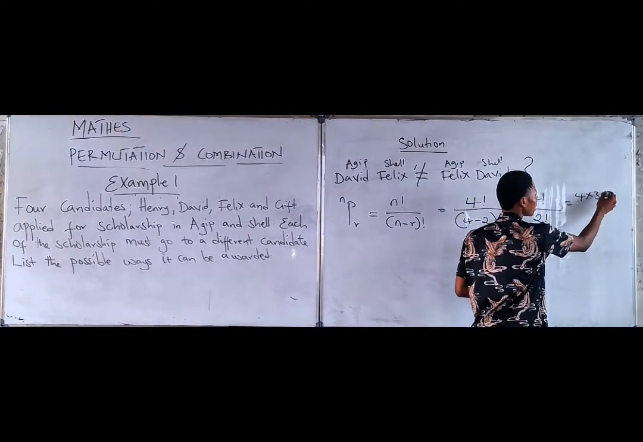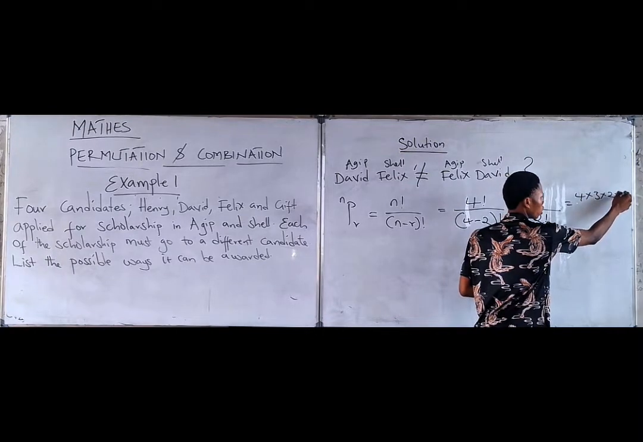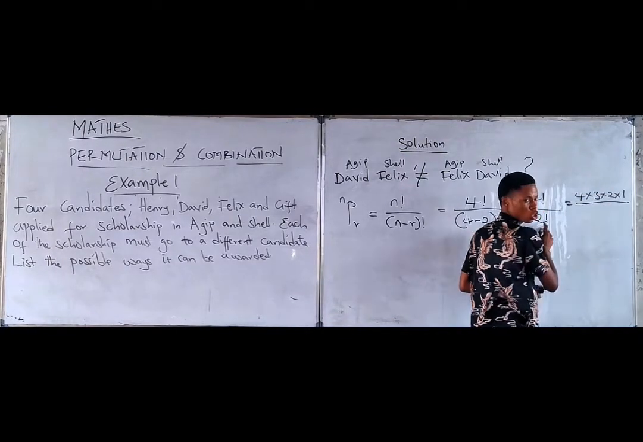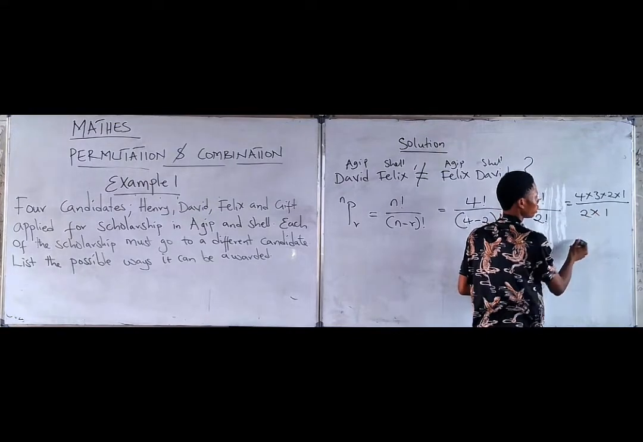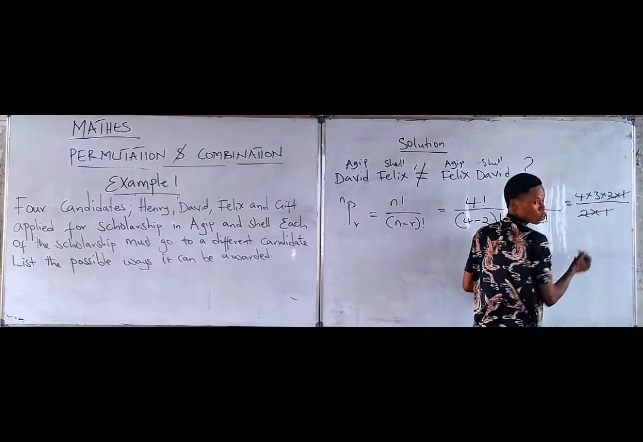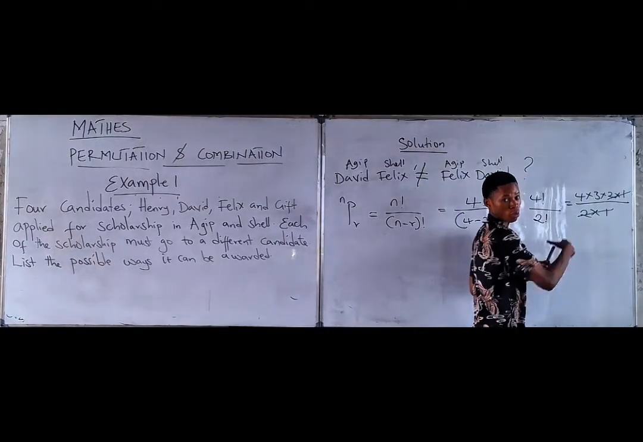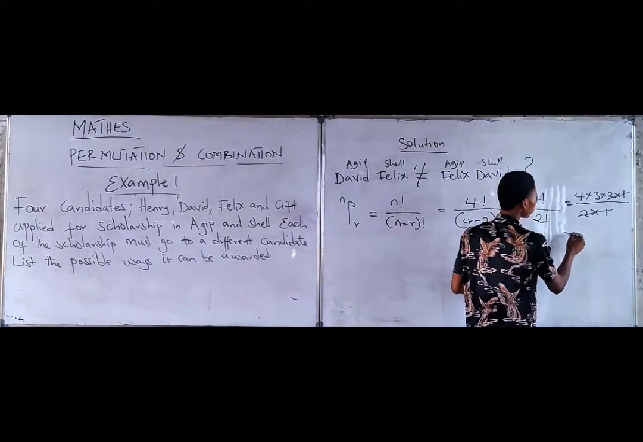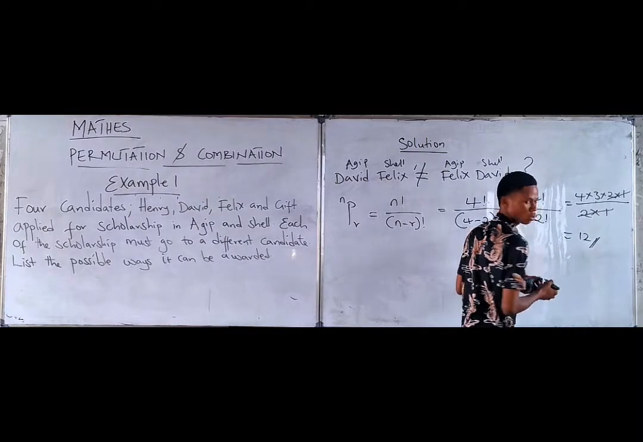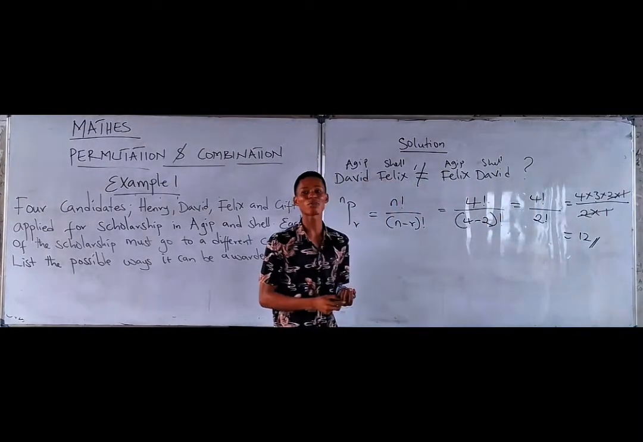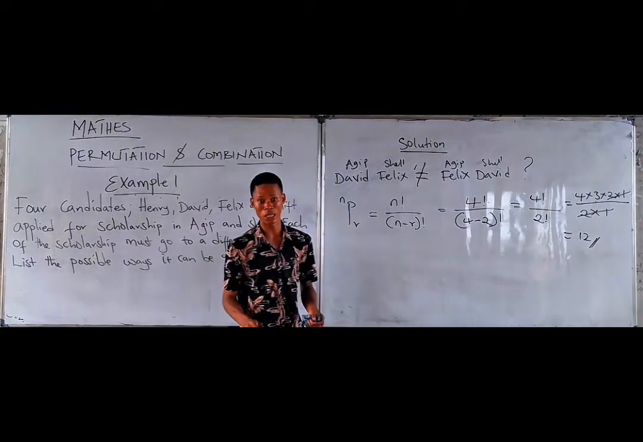Now, 4 factorial is the same thing as what? 4 times 3 times 2 times 1, right? All over 2 factorial, which is equal to 2 times 1. This 2 times 1 can cancel this 2 times 1, or you do your normal multiplication, which will give us 4 times 3, which is 12. So it means the scholarship can be awarded in 12 ways.